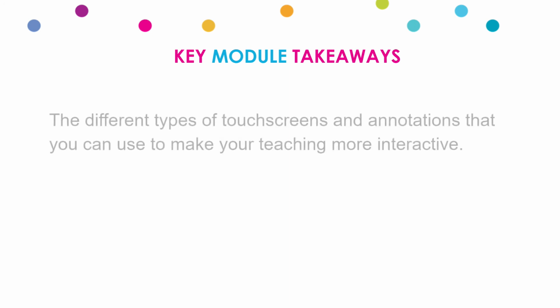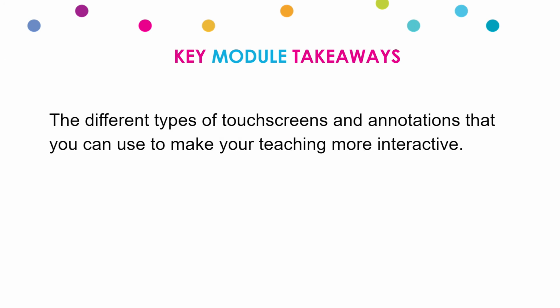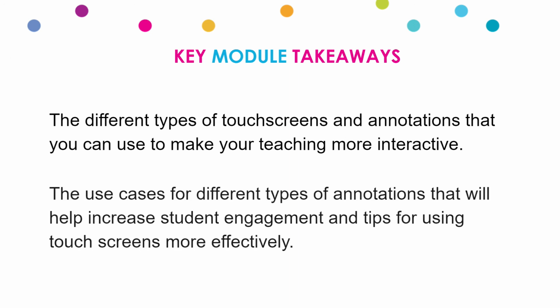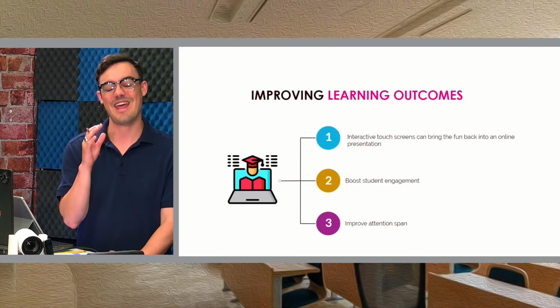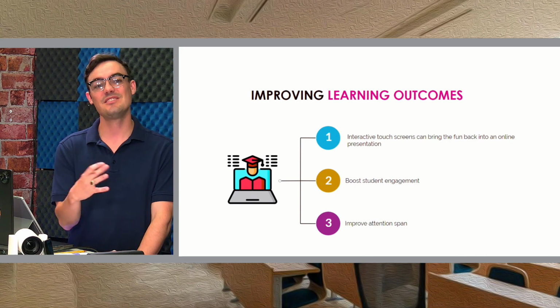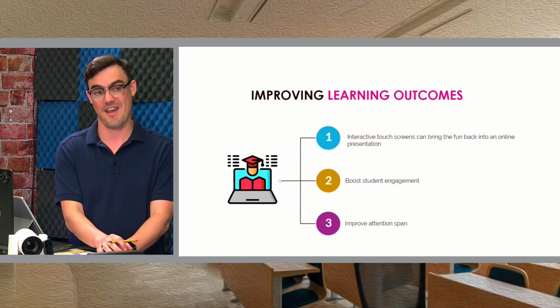One last thing here is I want to cover the module takeaways. So the takeaways are the different types of touchscreens and annotations that you can use to make your teaching more interactive. And you've learned the use cases for different types of annotations that will help increase student engagement, and tips for using touchscreens more effectively. You have a touchscreen in your pocket or on your desk right now, which is your smartphone. So let's think about ways to use these more effectively.